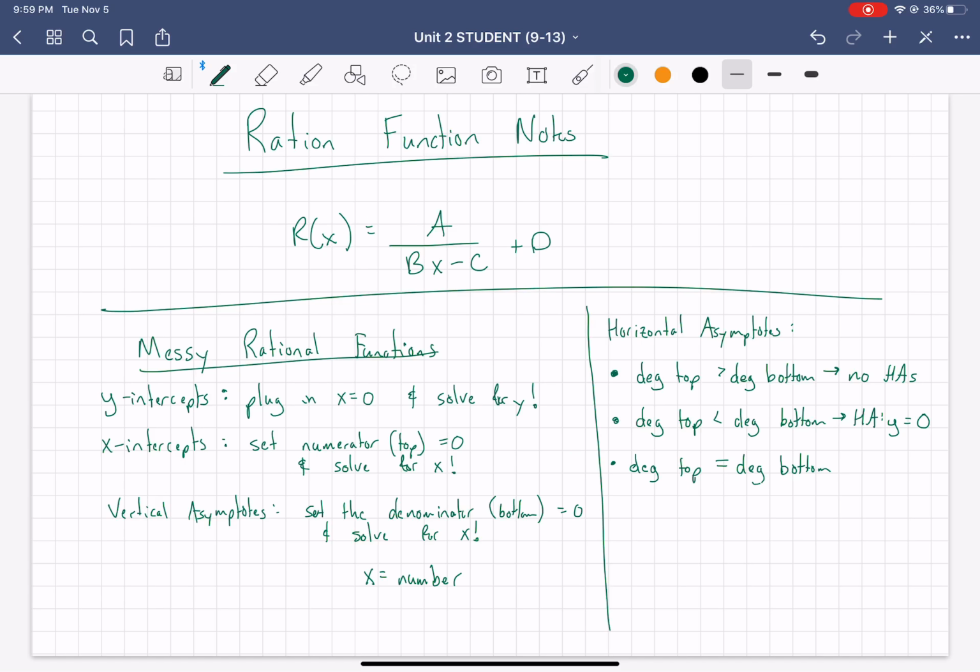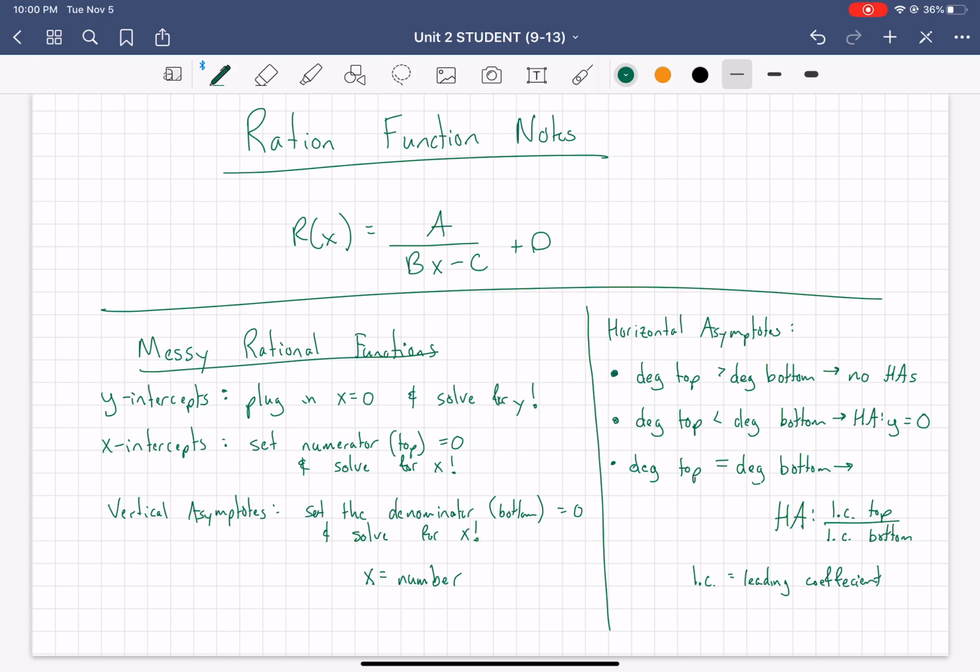We have to do, and I'm going to have some more space. The horizontal asymptote is the leading coefficient of the top divided by the leading coefficient of the bottom. And all right, and we're going to do a little note. LC stands for leading coefficient. All right, so those are our notes for our messy rational functions.